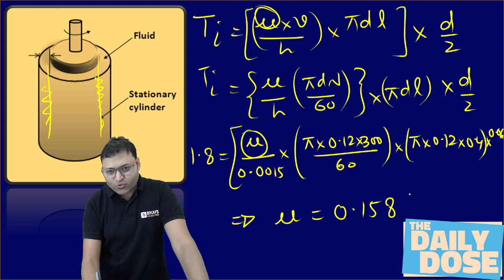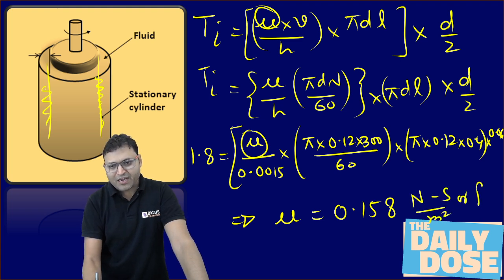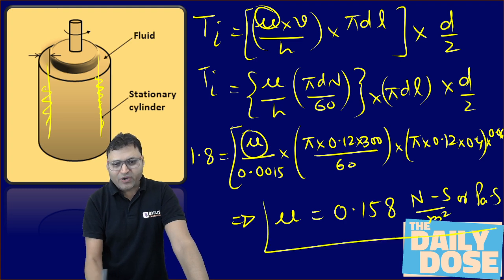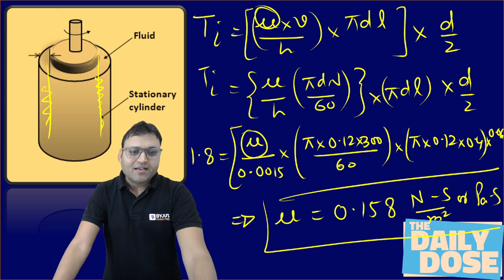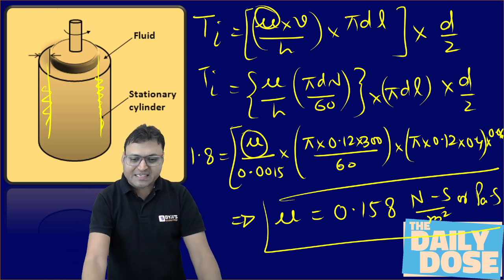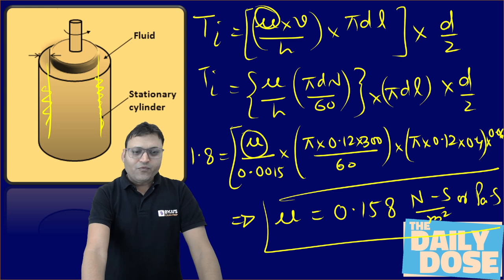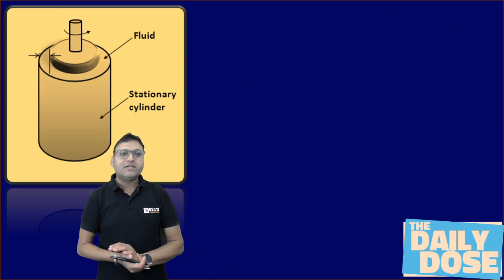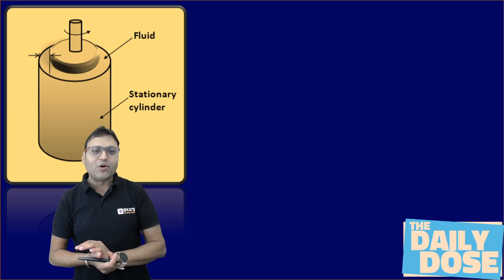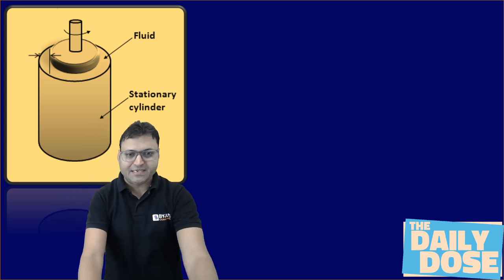0.158 Newton second per meter square, or we can call it Pascal second. The unit will be the SI unit when all the given parameters are taken in their SI units. I hope this is clear. So that is how we can apply Newton's law of viscosity to find the viscosity of unknown fluids with the help of a viscometer.